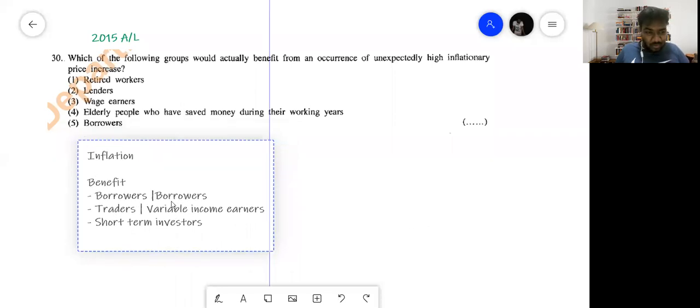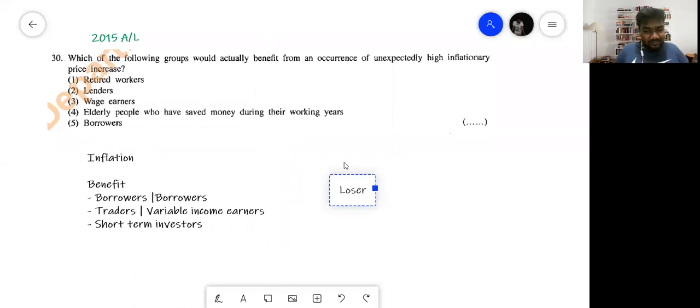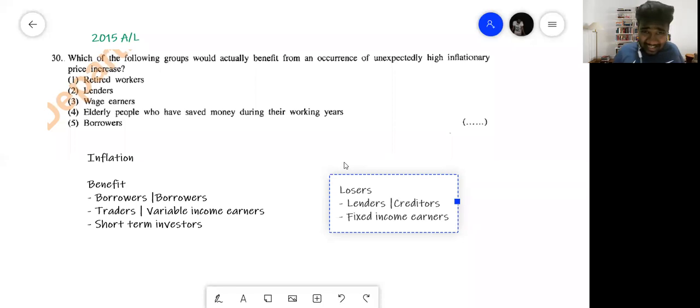Then who are the people who lose out? Who are the losers of inflation? So first of all, the lenders, or you can call them the creditors, whoever gives loans, they are losing. Apart from that, the fixed income earners, right? People who are earning a pension, people who are earning a fixed salary, basically.